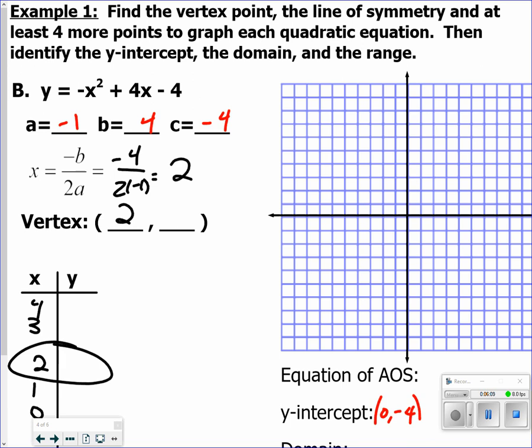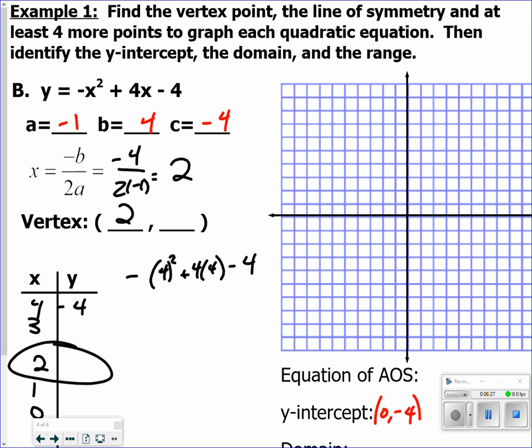Find the vertex. So I'm going to put, or excuse me, I'm going to put 2 in for both x's. Now, the negative sign is outside. You square the number, then times it by the negative. That is a very common mistake here. So I end up getting negative 4.